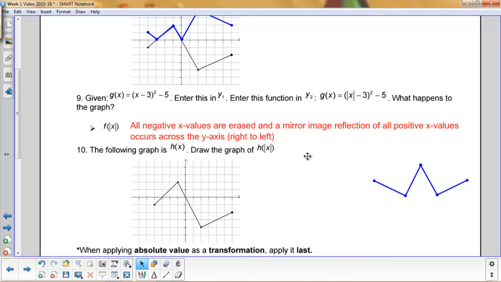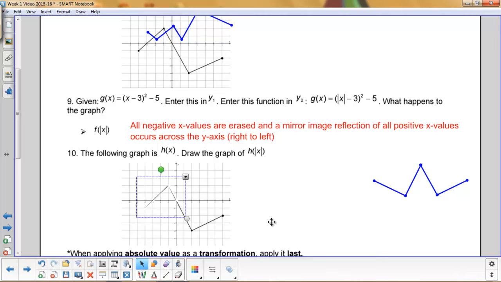Where is it? There it is, found it. All right, so I took the liberty of drawing in some white lines here, to erase the negative x values. All right? And then I'm going to take the mirror image reflection of the positive ones. And here is what the actual graph looks like. So I erase these ones that were negative, take whatever's over here, reflect it over the y-axis, and there's my new graph. That one is a little bit tricky. We're going to do some more practice on that, but that's what absolute value looks like.